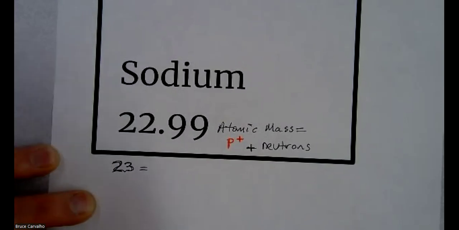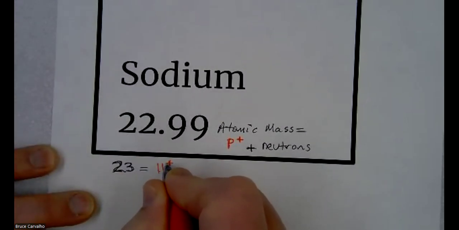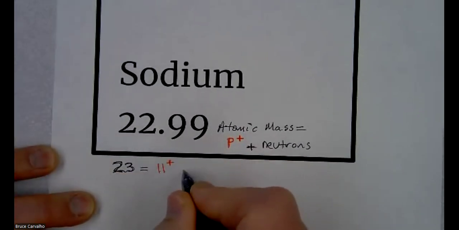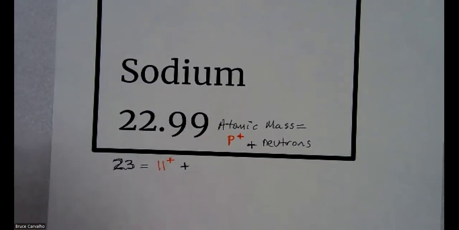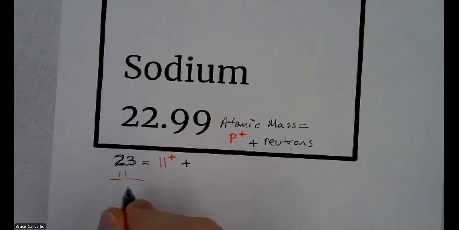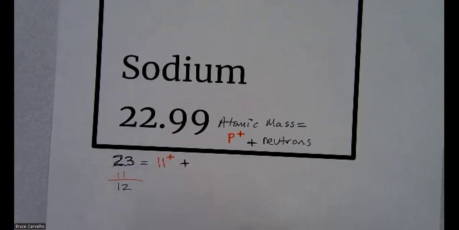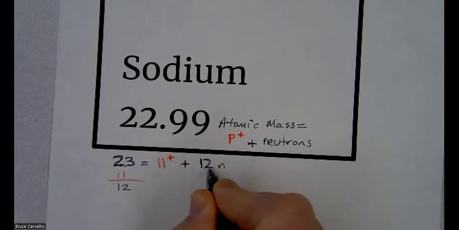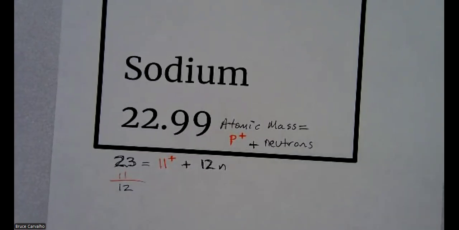is equal to 11 positives plus, now think about this for a second. If I have 23 positives and I subtract 11 from it, I get 12. So I have 12 neutral charges. All right, that's how we do these.